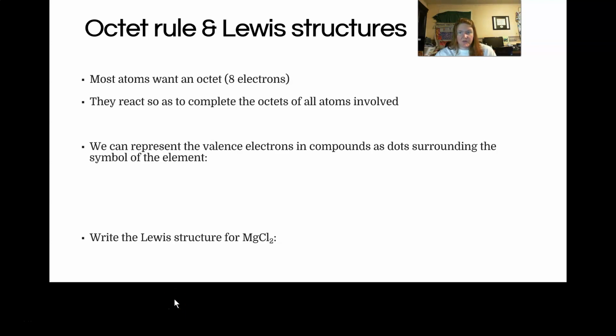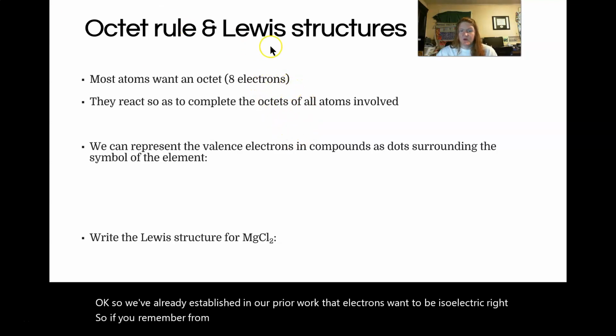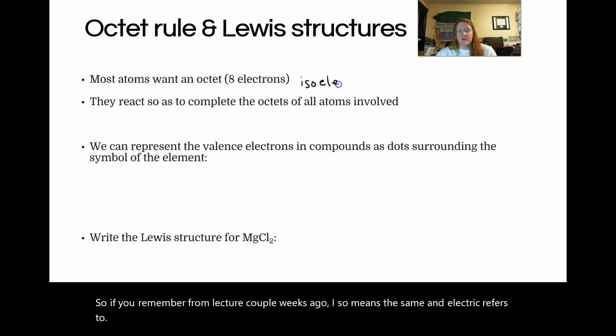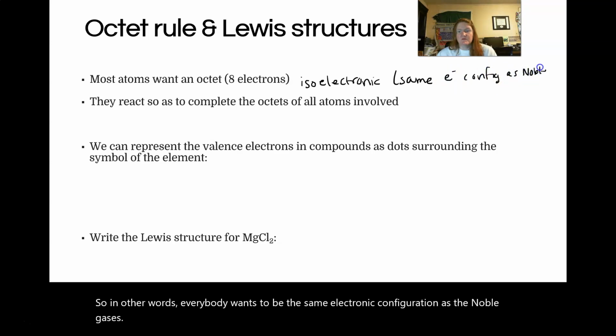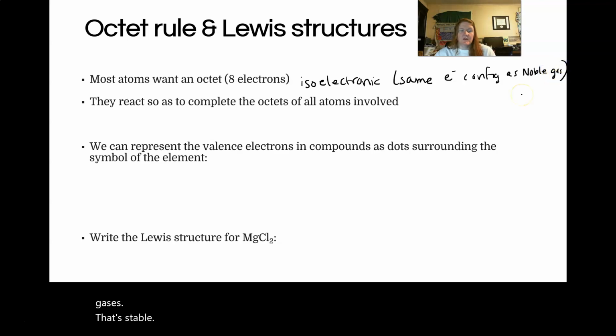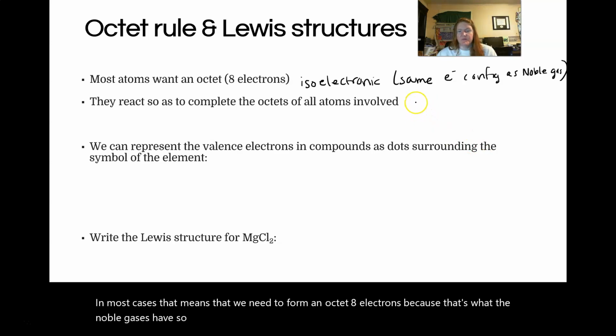Okay, so we've already established in our prior work that electrons want to be isoelectric, right? If you remember from lecture a couple weeks ago, iso means the same, and electric refers to electronic structure. So in other words, everybody wants to be the same electronic configuration as the noble gases. That's stable. In most cases, that means that we need to form an octet, 8 electrons, because that's what the noble gases have.